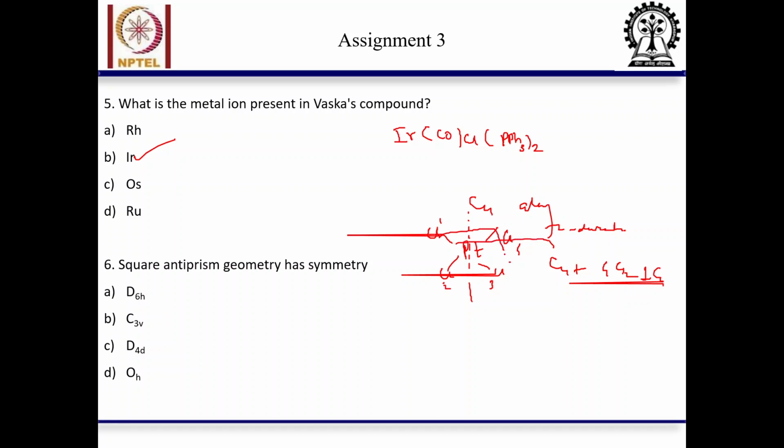Basically, the plane which is perpendicular to C4 is sigma h, so basically it is D4h. Like that, for square antiprism, we first have D4, meaning we have C4 plus 4 C2, and we have one dihedral plane which is bisecting the 2 C2. Suppose we have one plane like this way, and it bisects the 2 C2, then it will be D4d.